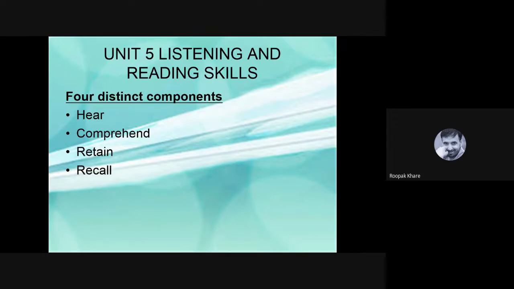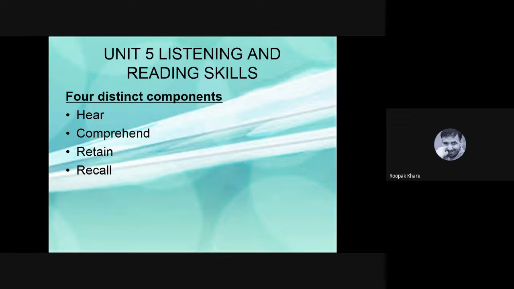There are four distinct components of listening. Listening is composed of four things. It is not just hearing. Listening is more than hearing. So you hear the sounds, whatever sounds that reach your ears, you hear them. Yes, but then after hearing, as the sounds enter your head through your ears, you start understanding or comprehending them. So decoding happens within your brain. This is called understanding or comprehending.